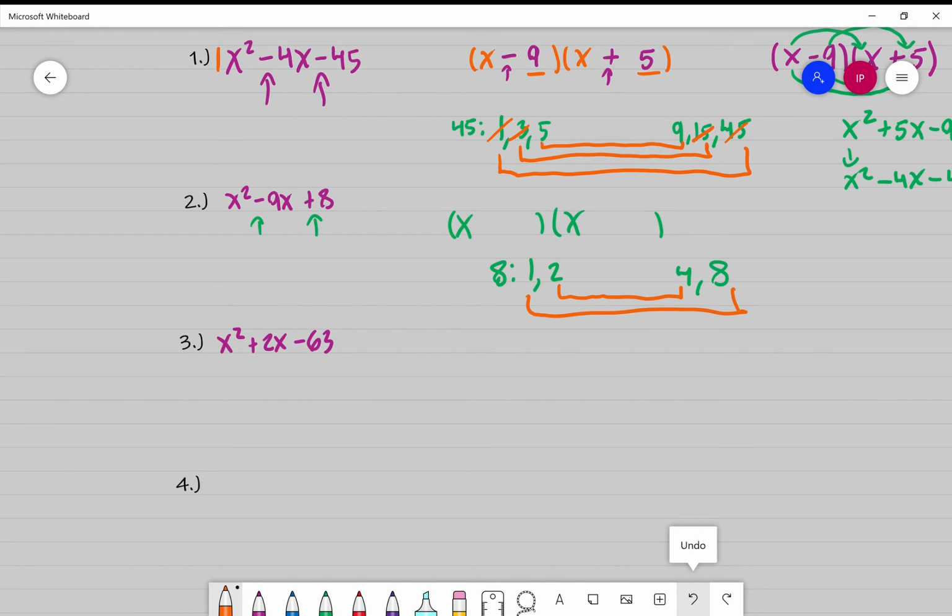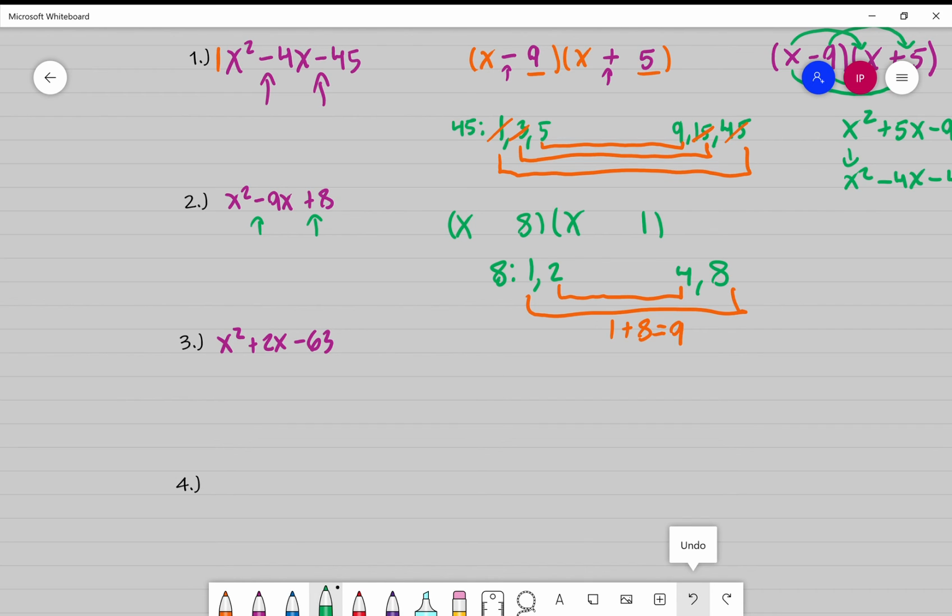We know 1 times 8 is 8. But does 1 plus 8 or 1 minus 8 equal 9? Well, let's see. 1 times 8 is 8. 1 plus 8 is 9. Well, that's what we're looking for. So, there we go. We hit it the first try. When we know those two numbers work, we're going to put those numbers in our parentheses. Again, largest number goes first, 8 and 1.